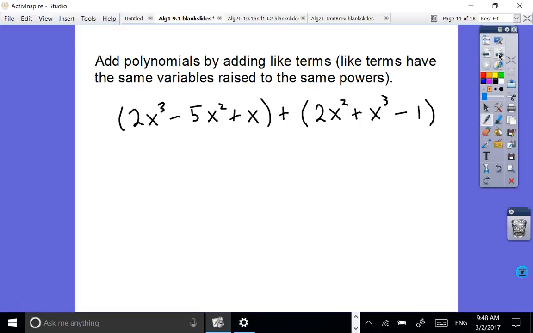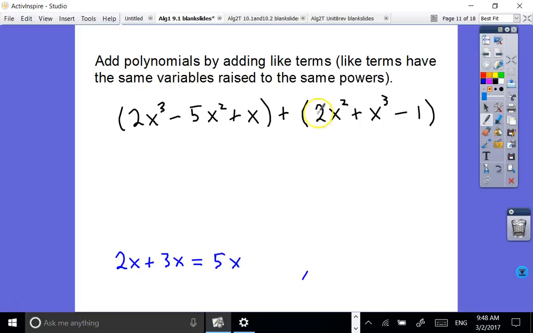For example, let me write a simpler one. What if I have 2x plus 3x? What does that become? What is 2x plus 3x? 5x, right? They're like terms because they both have x to the first. And the way you add them is you add the coefficients. So that is 5x. Okay, well, we're going to have the same thing up here.